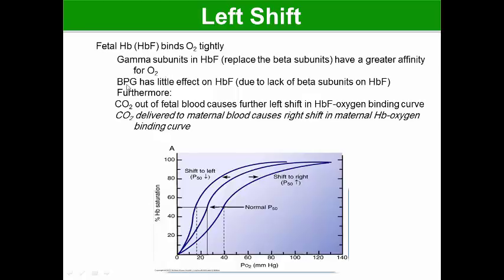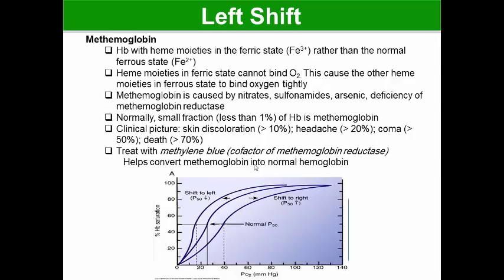And the 2,3-bisphosphoglycerate has little effect on the fetal hemoglobin because there are no beta subunits. Okay, so now if we plot the two curves, the maternal hemoglobin and the fetal hemoglobin, we would find that the fetal hemoglobin curve is shifted to the left of the maternal hemoglobin curve.